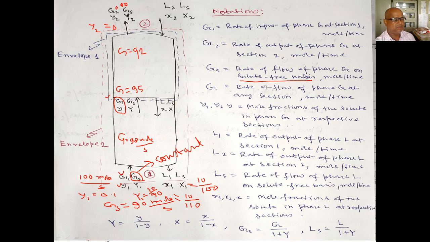Now what we know: capital Y equal to small y by 1 minus small y, capital X equal to small x by 1 minus small x. Now what will be GS? GS will be G by 1 plus capital Y, or G equal to GS into 1 plus capital Y. Similarly L. We have seen last day how it is coming. Today we will take one example to see how these things come. Just for your simplicity, this is nothing but your simple material balance.